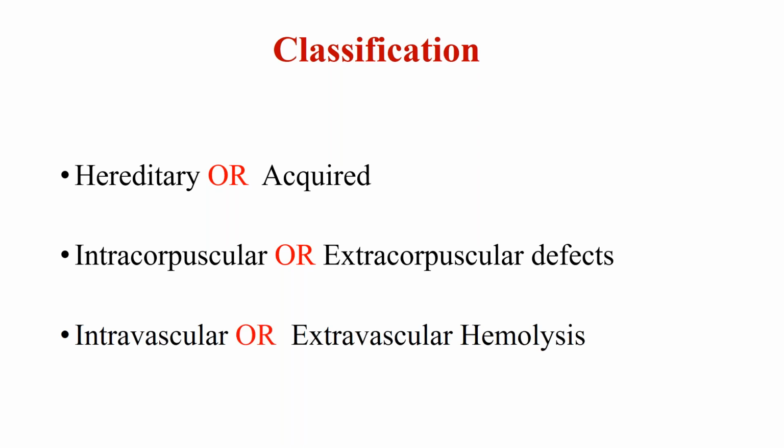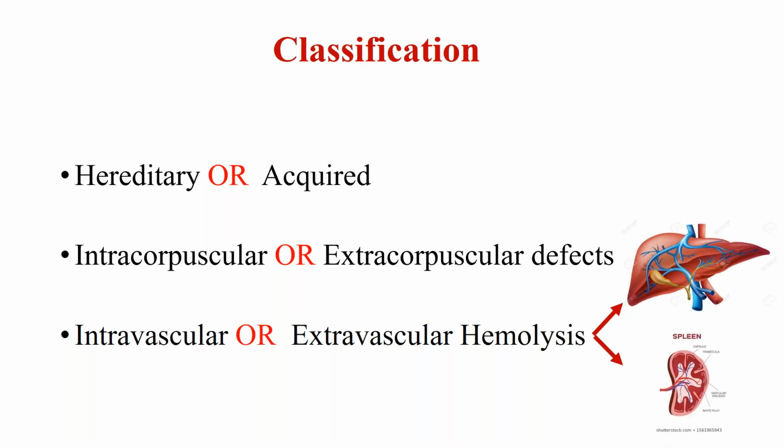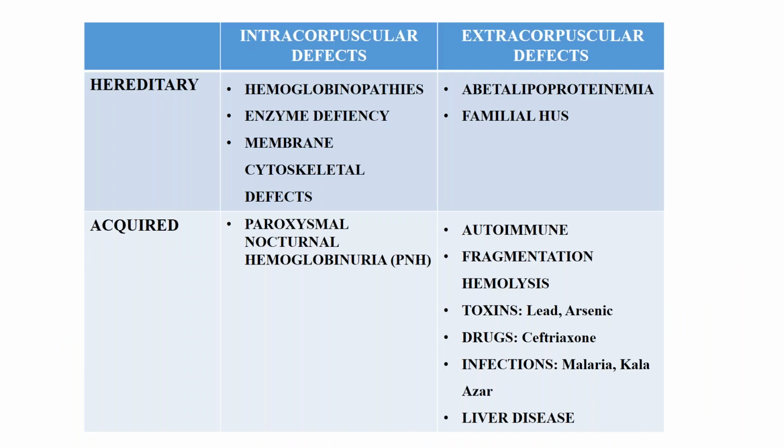Then it can be intravascular hemolytic anemia or extravascular hemolysis, depending upon the site of hemolysis. Extravascular hemolysis can occur in the liver or spleen, while intravascular is very clear that it occurs within the blood vessels. So generally what is said is the intracorpuscular defects are mostly hereditary defects, while extracorpuscular defects are mostly acquired defects, though we have exceptions and we'll be dealing with these defects individually in detail.